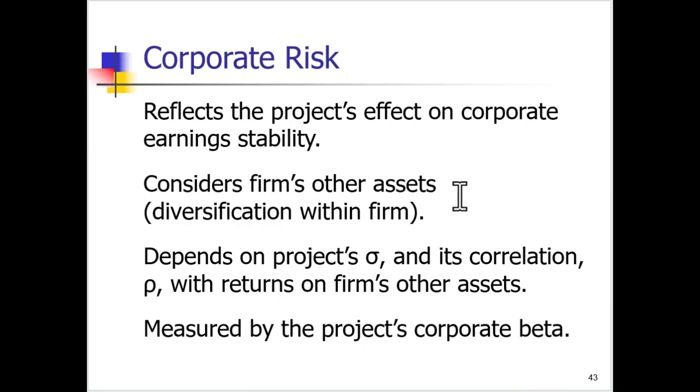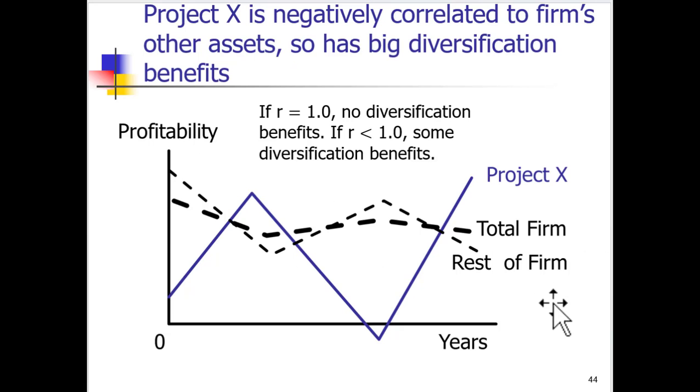So it looks at diversification within the company. This is going to be impacted by not just the project's standard deviation, but also its correlation with the rest of the company's assets. Now, how we would measure this is by something called the project's corporate beta. So essentially, what does this mean? Here's project X. We're going to add it to the rest of the firm, the dotted line. So we're going to add this solid blue company to the dotted line.